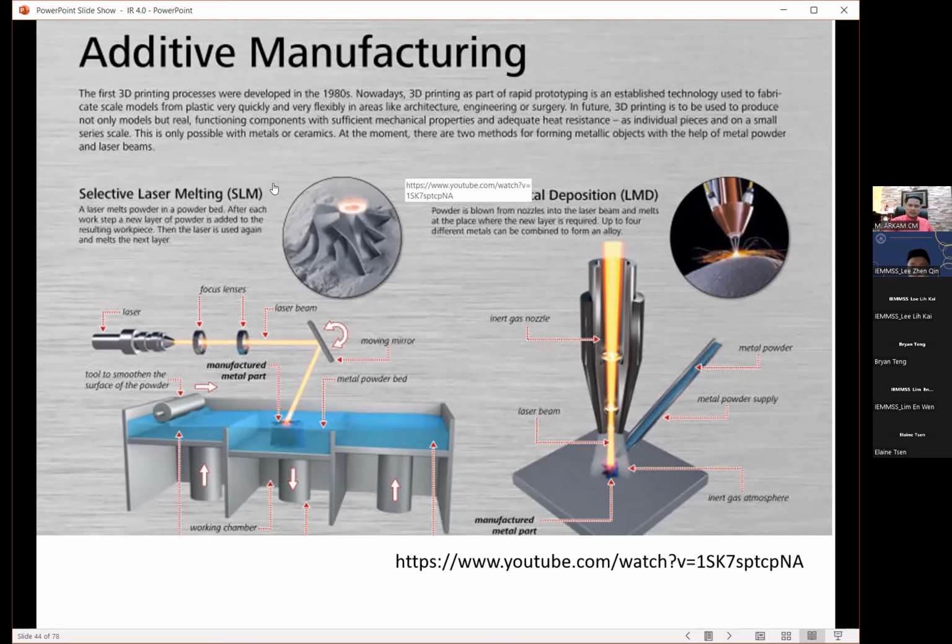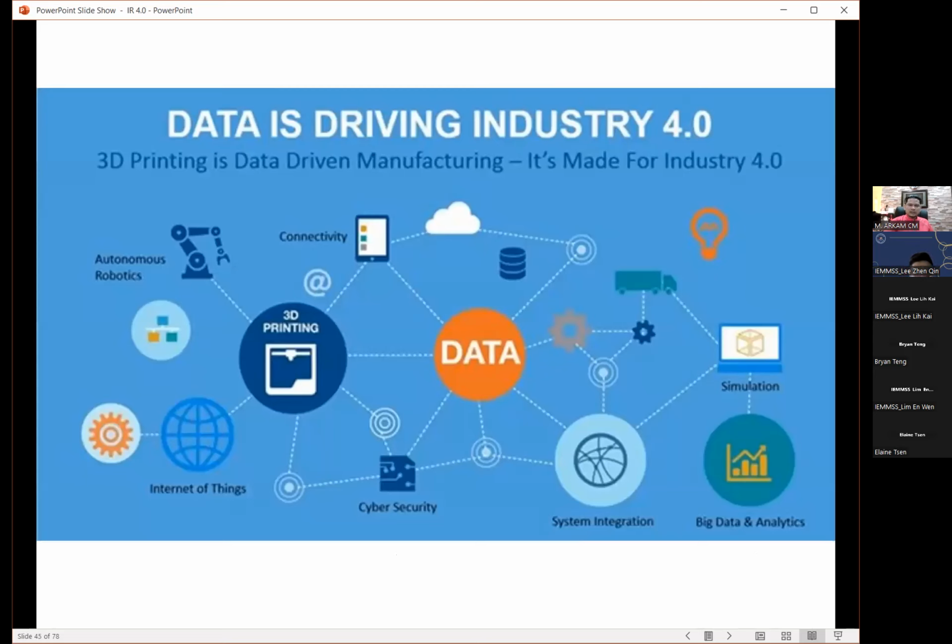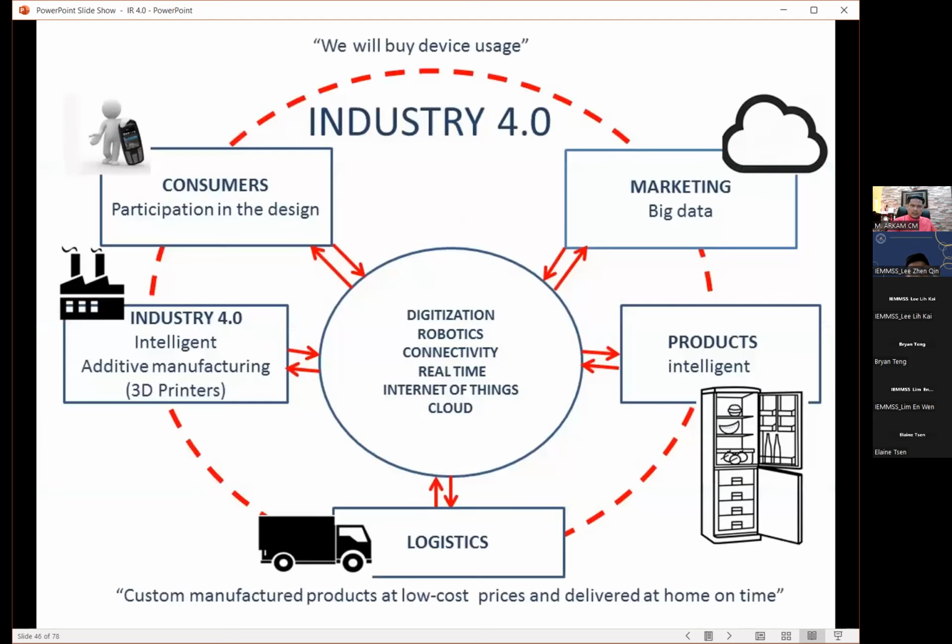So additive manufacturing becomes another section. And then data-driven Industry 4.0 is talking about 3D printing, data-driven manufacturing, made for Industry 4.0. So the terms are now being circulated again in the slides, because that is actually the main thing when we talk about IR 4.0. And how will we get involved? Definitely we will get involved because we are the user, the consumer of IR 4.0. So big data is actually in our pipeline already. The intelligent products are introduced.